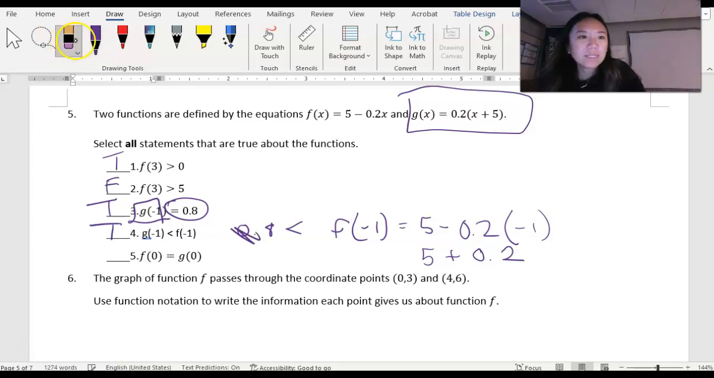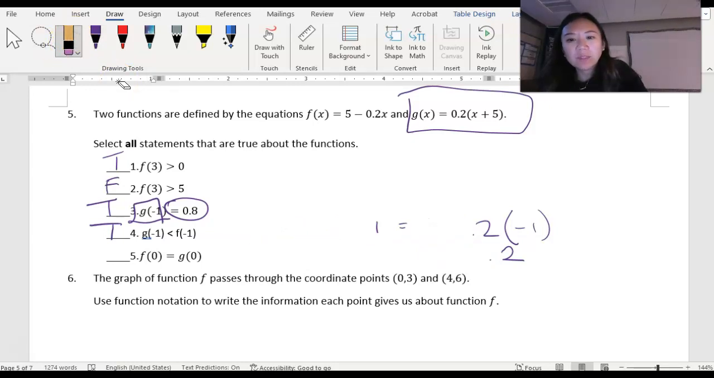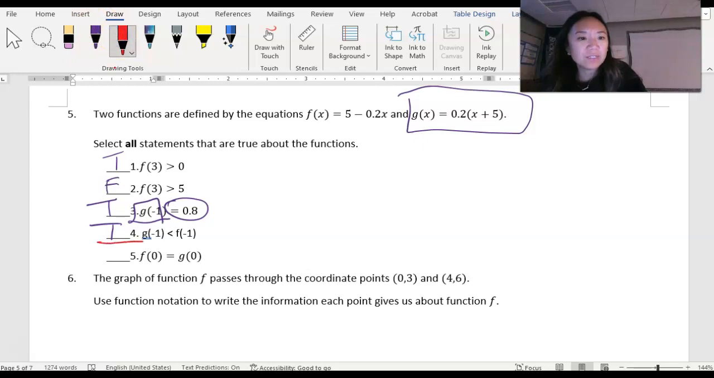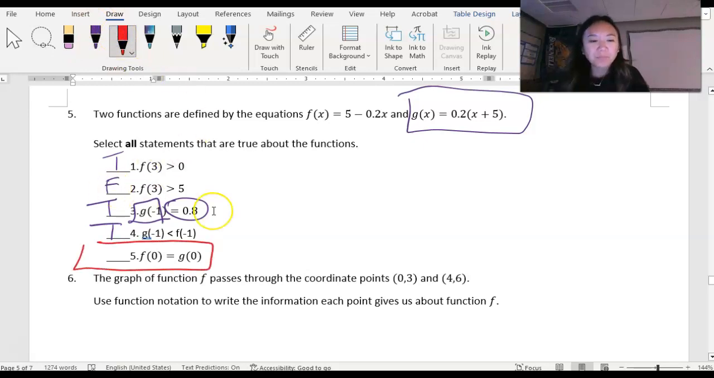For the last one, it says that if you plug in 0 to both of them, these functions will be equal. So you try that one. This one I need you to decide on your own if it is true or false.